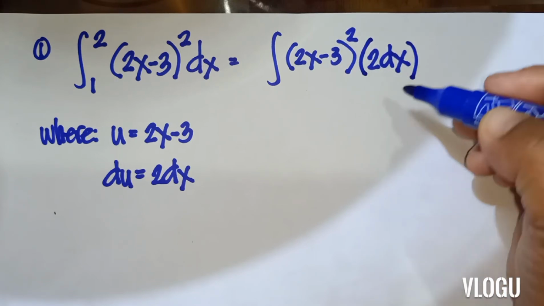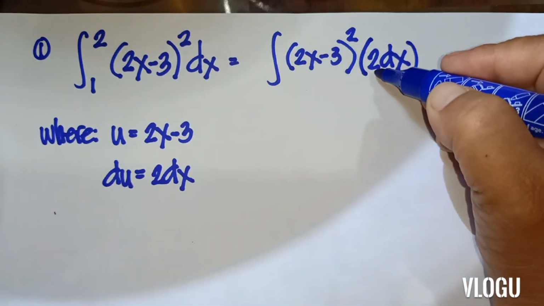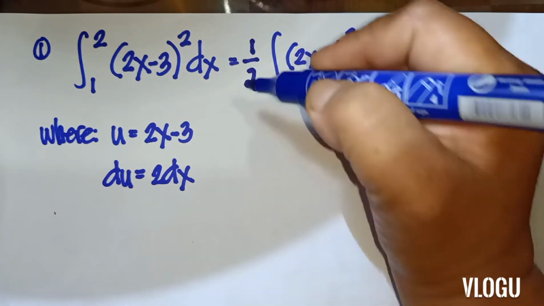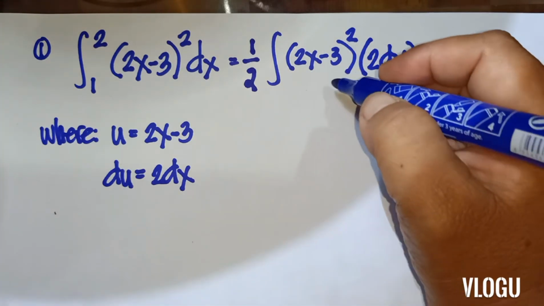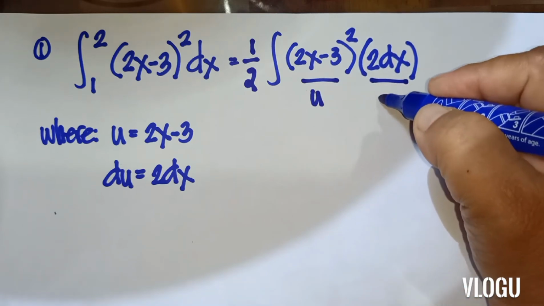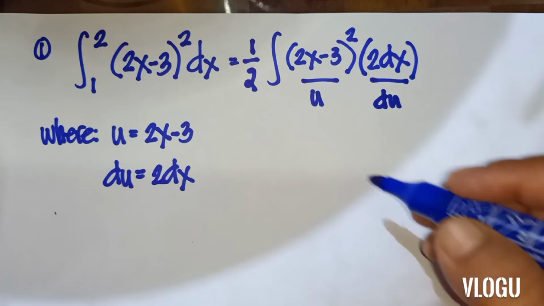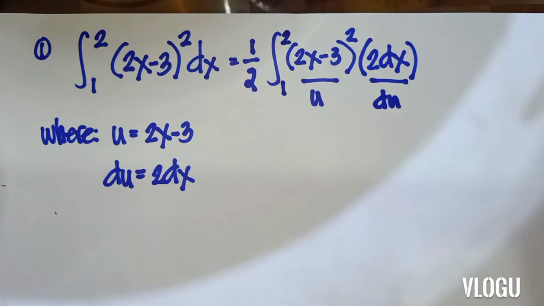So 2dx. And then this one, we multiply 2, so we must multiply 1/2 here. If we look at this, this one is our u and this one is our du. So that is now a form of the integral of u to the n du, evaluated from 1 to 2.